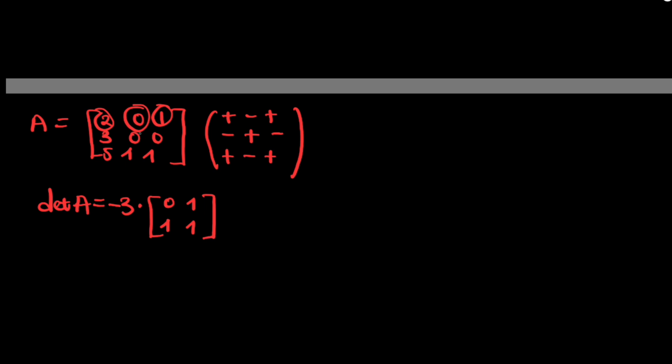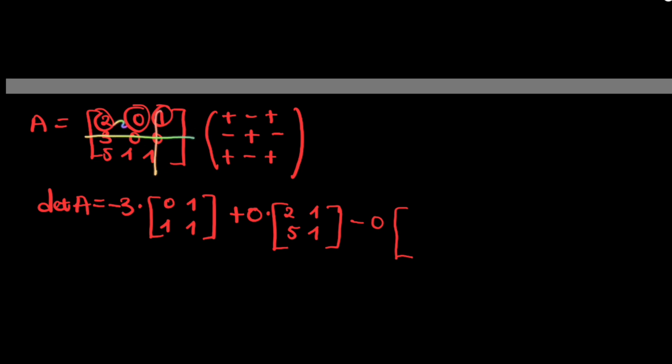We take the next 0. 0 is in a positive position, so we have plus 0 times. We delete its row and column. What is left? 2 1 5 1. So this is 2 1 5 1. We take the next, which is still 0, and it is going to be negative. Negative 0. We delete its row and column again. This 0, this, and this. So what are we left with? 2 0 5 1.